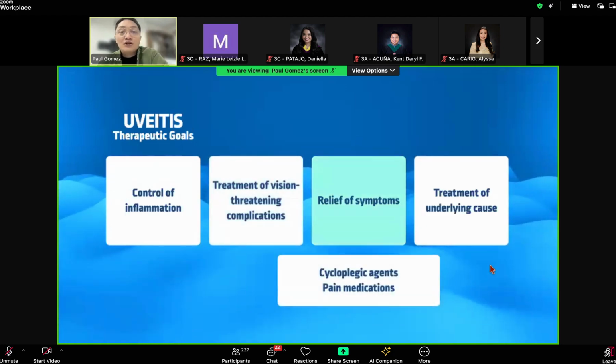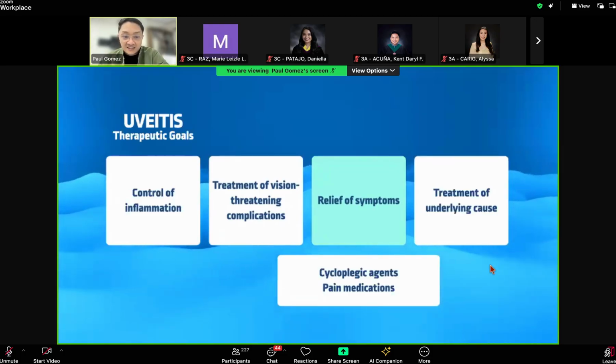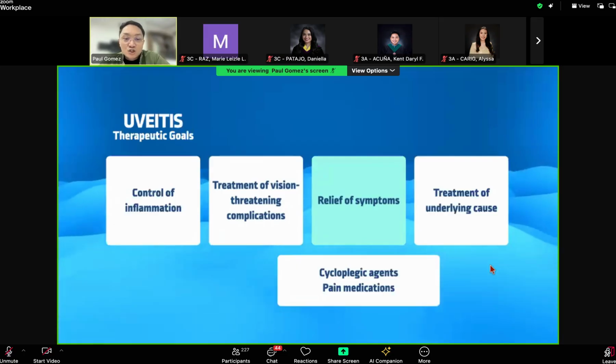You must also look at the pain of the patient brought about by uveitis. So you have to relieve these symptoms. Usually we can give cycloplegic agents for these cases, atropine, and cycloplegic agents may dilate the pupil for prevention of iris adhesion to the lens and may relieve pain by immobilizing the iris. Systemic pain medications may also be prescribed if needed.